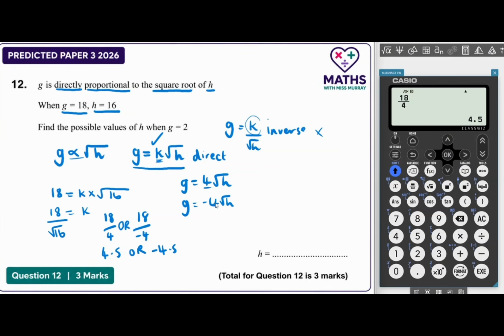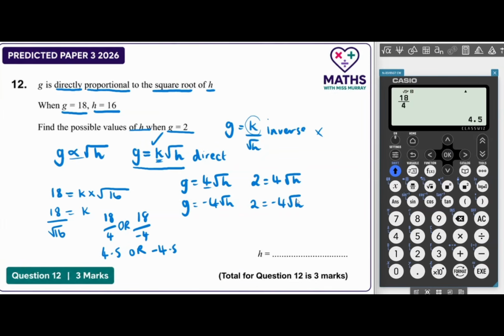So I've got two possible values then for this last part. Find the possible values of h when g equals 2. So I'm going to do this twice. So g equals 2, I'm going to substitute g as 2, keep my constant as 4. I've got to work out h, and I'm going to do that again with negative 4 here and square root h, and I'm going to get two answers. So they are my possible values.